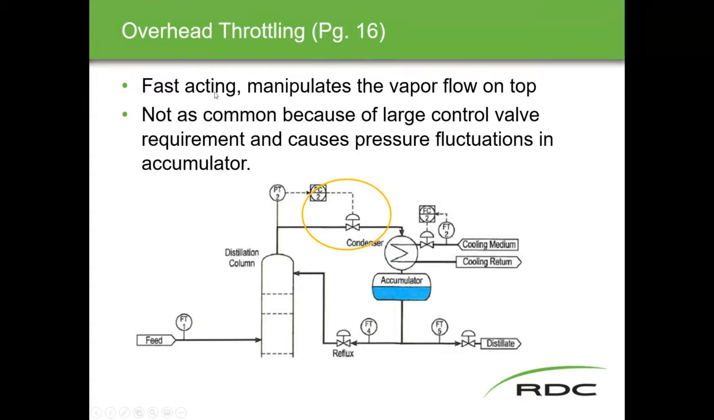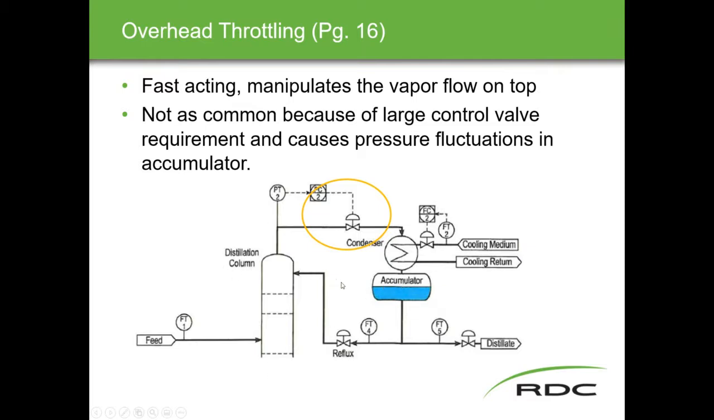Characteristics: faster acting, because it manipulates the flow. Flow is a very quick process. Not as common because of a large control valve requirement and the large pressure fluctuations that it would create inside the accumulator here, right? The pressure would be increasing and decreasing. You get shrink and swell and all kinds of wonderful things going on.